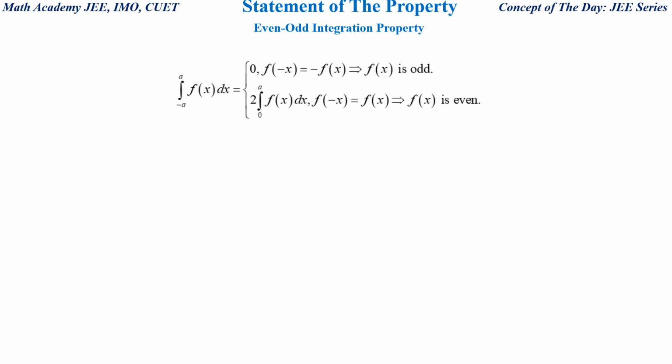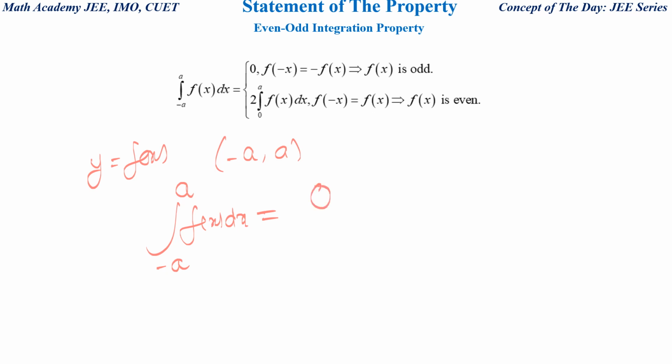The statement of the property is: suppose there is a function y is equal to f(x), and this function is continuous in the interval of minus a to a. Then the integration from minus a to a of f(x) dx is equal to 0 when the function f(x) is symmetric about the origin. Symmetric about origin means the function is an odd function. Okay, so this is the first part of this property.